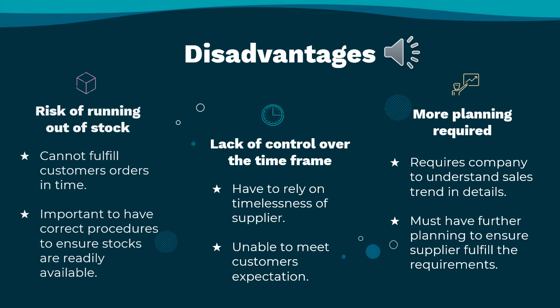Lastly, it requires more planning. Just-in-time inventory management requires companies to understand their sales trends in close detail. Many companies have seasonal sales periods, meaning that the number of products will need a higher stock level to match consumer demand. Therefore, companies must plan further to ensure that their suppliers are able to fulfill the requirement.